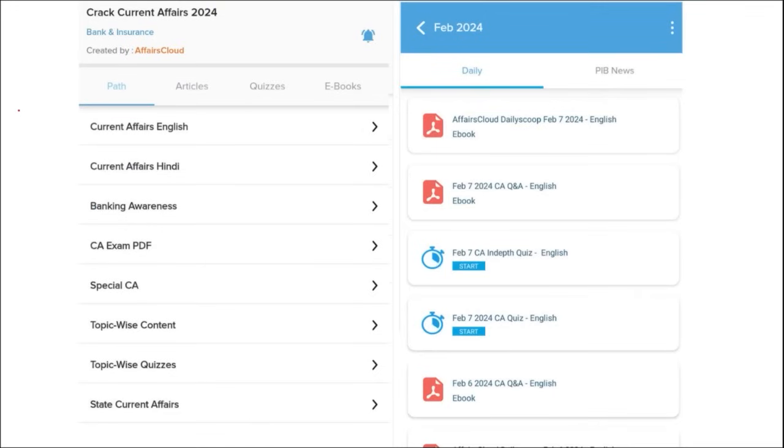Our first segment is daily current affairs. We make sure to provide you current affairs on a daily basis in both English as well as Hindi. The PDFs for the same are uploaded on our application, and apart from this, we also make sure to provide you with quizzes that will help you to revise the content after you have gone through the PDF.